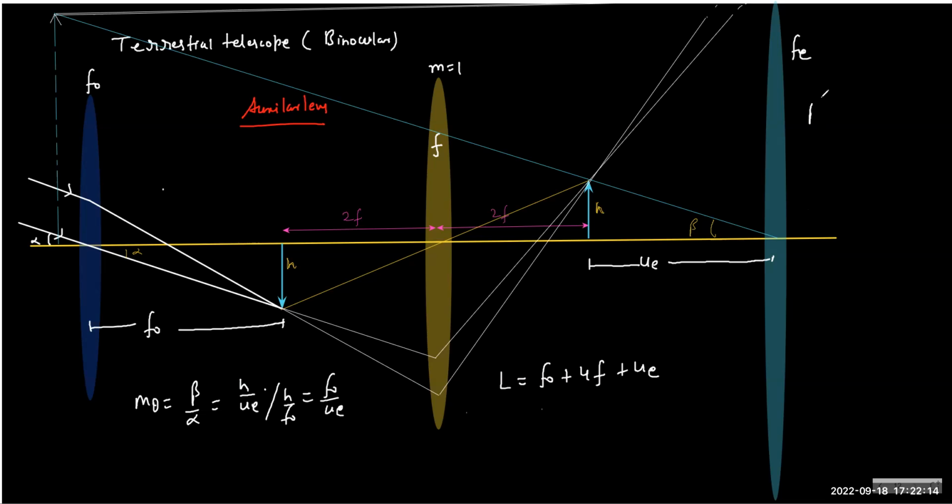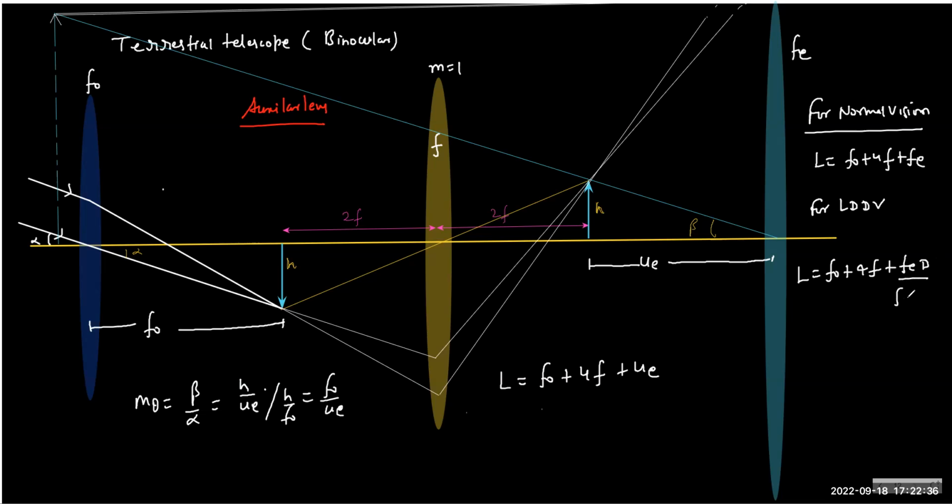So I'll write quickly. For normal vision, the L becomes F_O plus 4F plus F_E. For least distance of distinct vision, the L becomes F naught plus 4F plus F_E D by F_E plus D. I hope this is clear to all of you. Is this clear, guys? Yes or no? Yeah, slightly difficult experience.